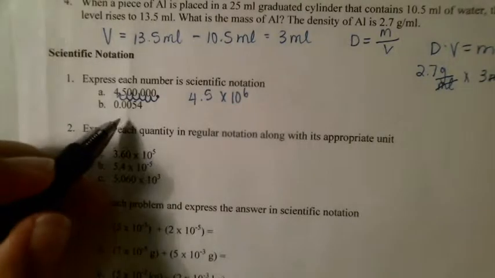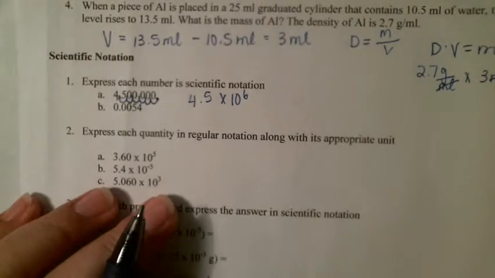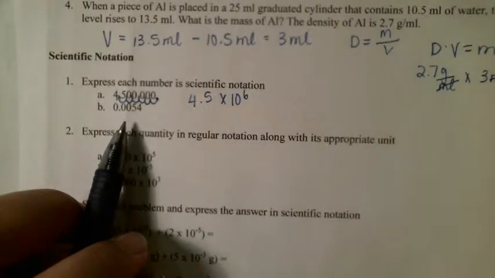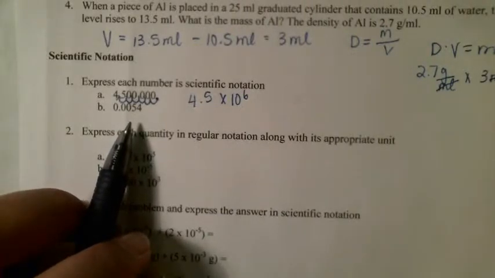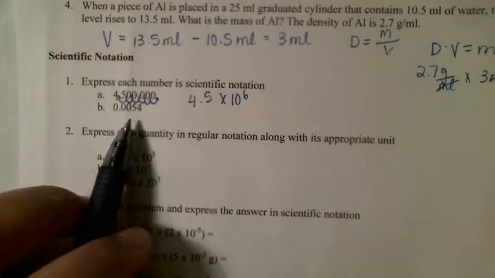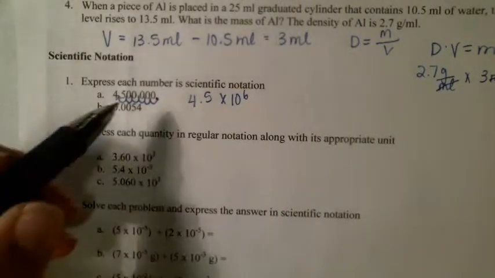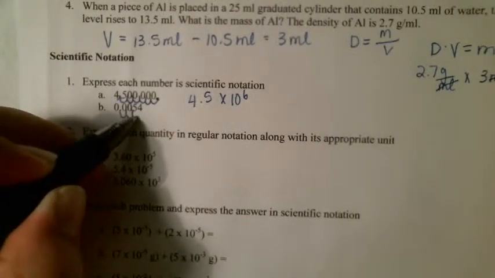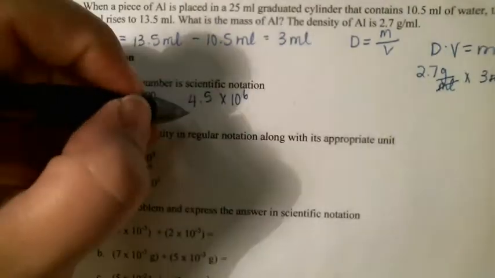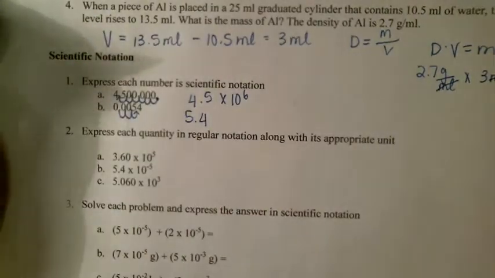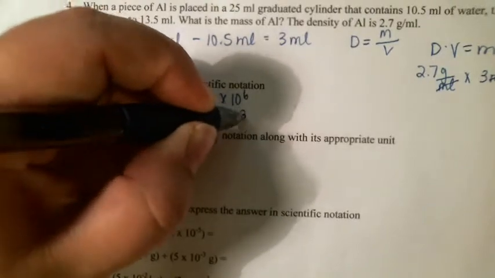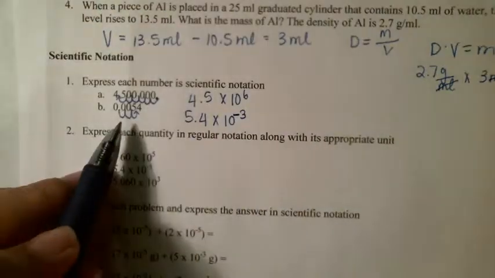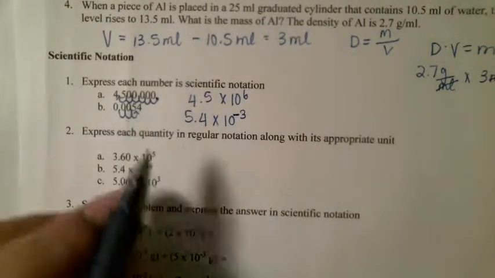All right, now let's look at B. The number is 0.0054. This number is less than 1. Therefore, our exponent is going to be negative when we write this number in scientific notation. We need to hop the decimal once, twice, 3 times to get 5.4. Since we had to hop it 3 times, we put the 3 for the exponent, but it'll be negative 3 since our original number was less than 1.